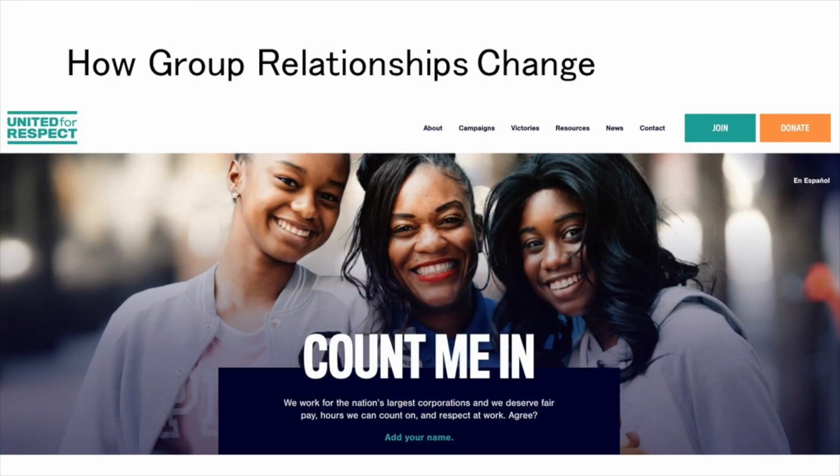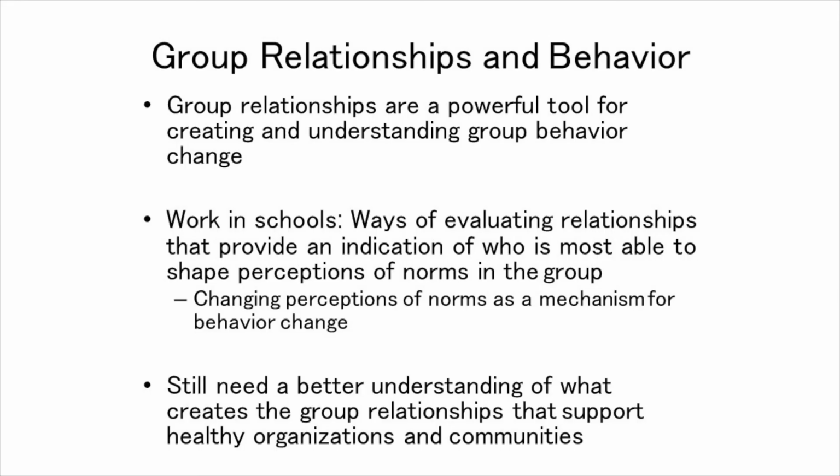What I'm working on with Adam Reich is looking at using the platform that the organization United for Respect has built to understand how they're actually trying to create and sustain relationships between people in an experimental way. What is it about what they do that is able to create group level relationships and create cohesion at the group level? So the argument is that group relationships are a powerful tool for creating and understanding group level behavioral change.